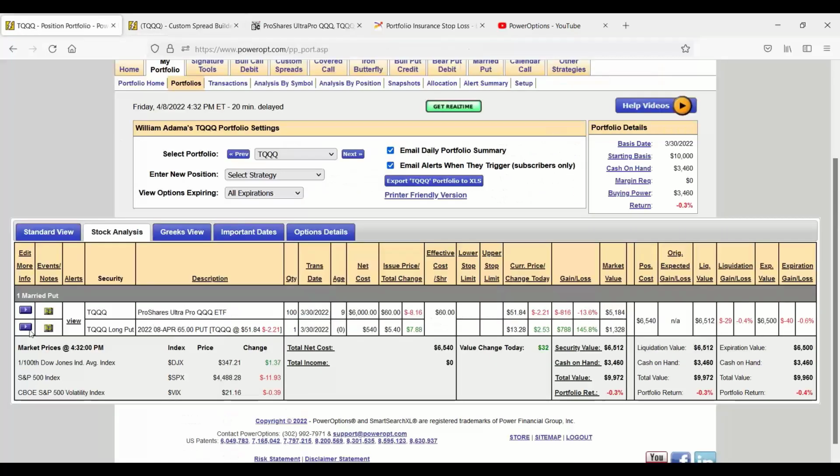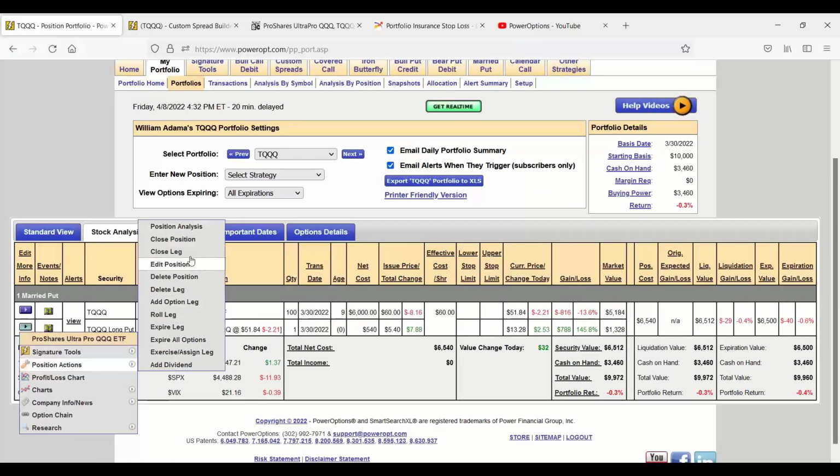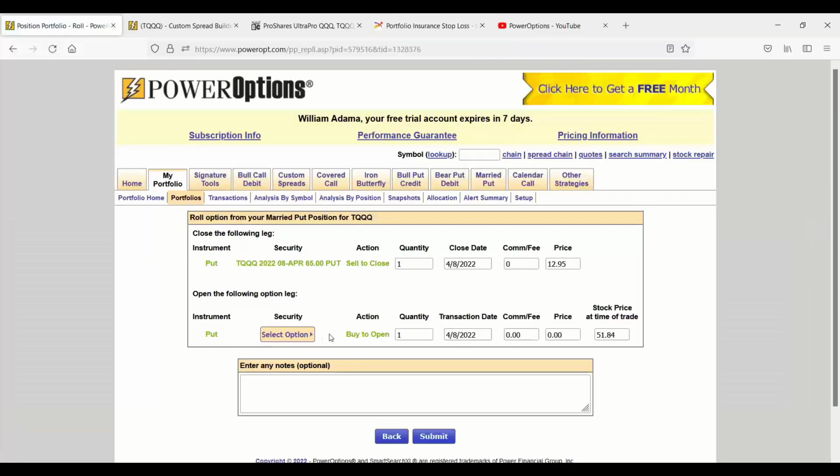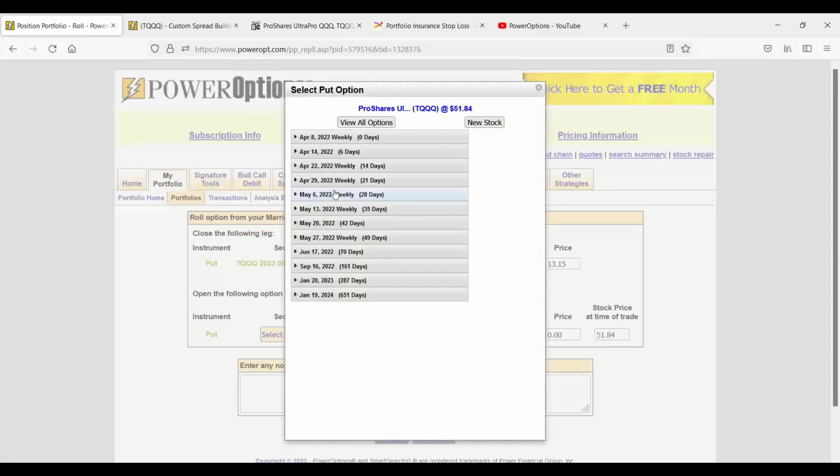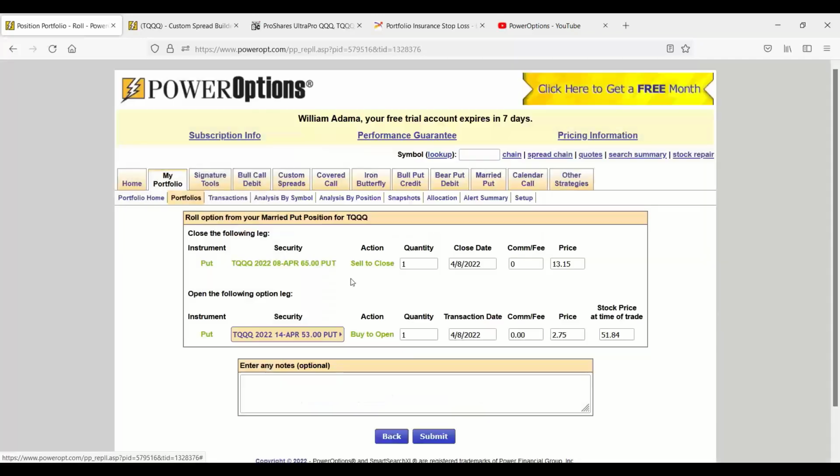Let's go back to the portfolio. You rolled this position, effectively. You sold to close the April 8th put at 13.15, probably in the last day or two, yesterday or today, and then you bought to open the April 14th 53 put at 2.97, pretty close to where it is right now. Not too far off. All right, so we're going to say we did this yesterday or today.